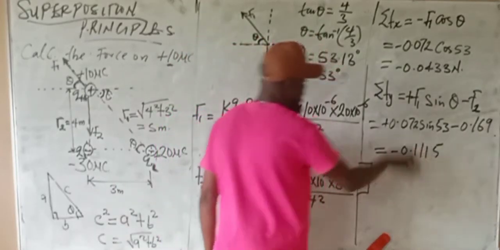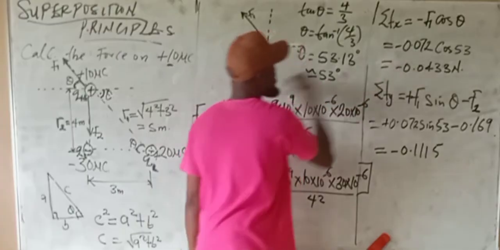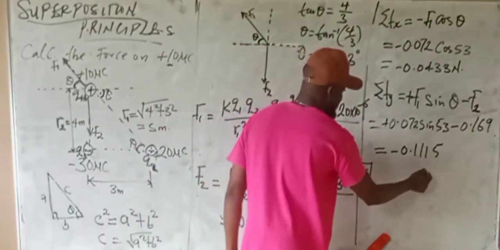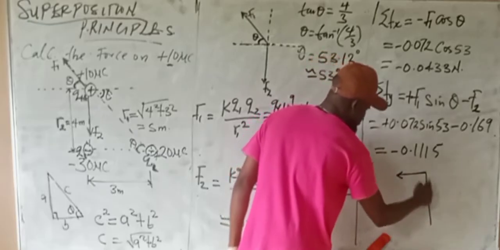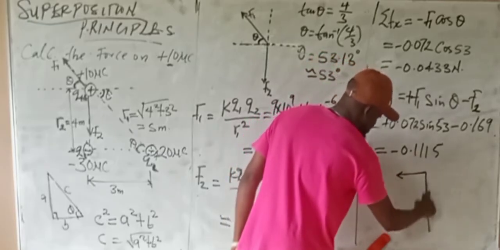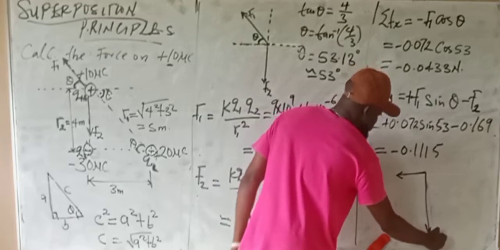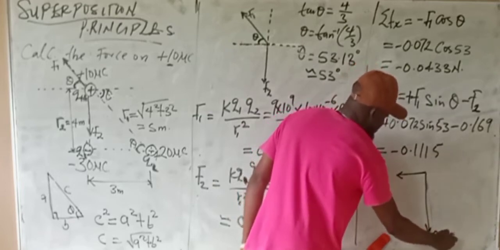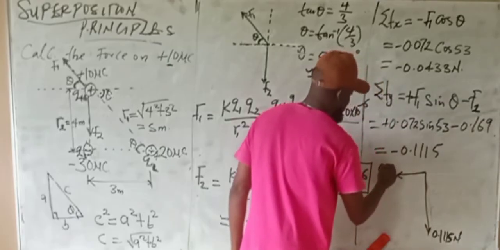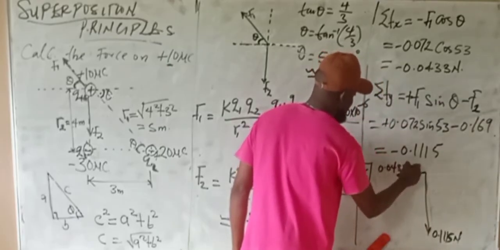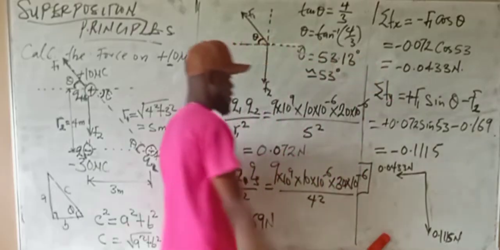Remember, this one is still going to the downside for y. So it's going to the left side for x. So we're going to have something like this. It's going to the left side, and the other one is going to the downside for y. This one is 0.1115, and this one is 0.0433 newtons. So this is what we are going to have.